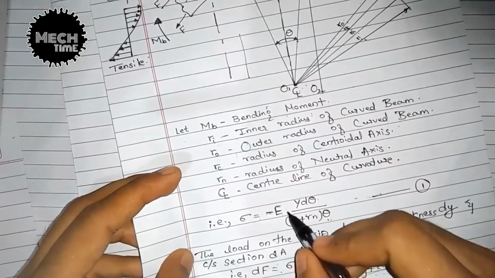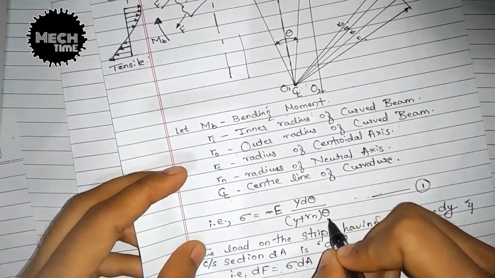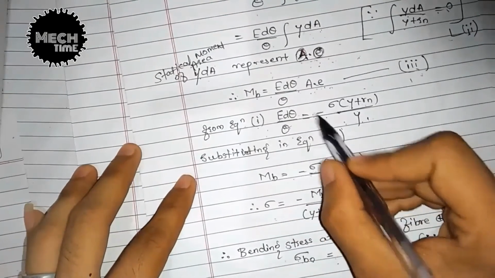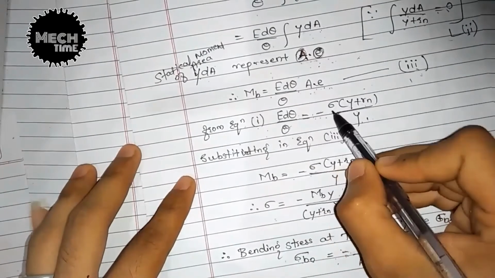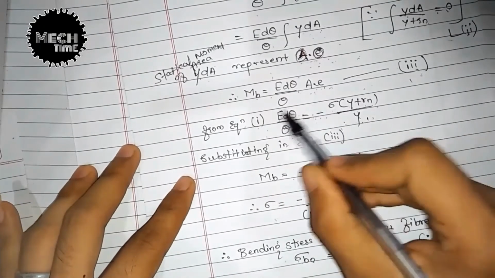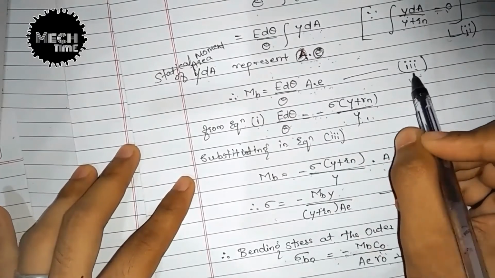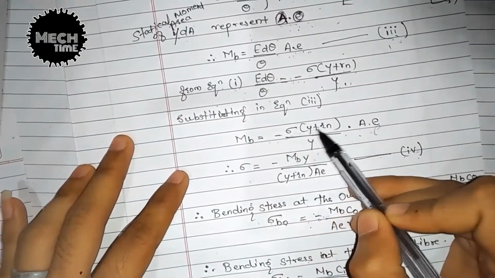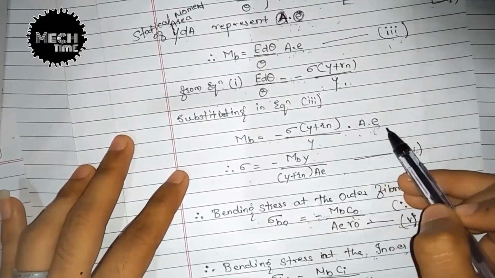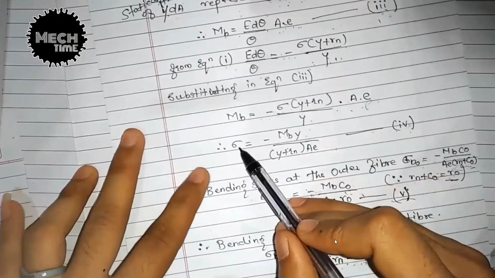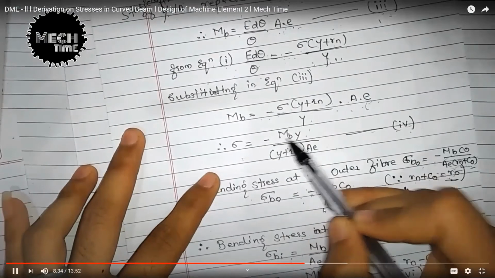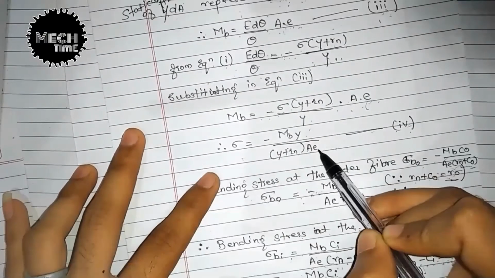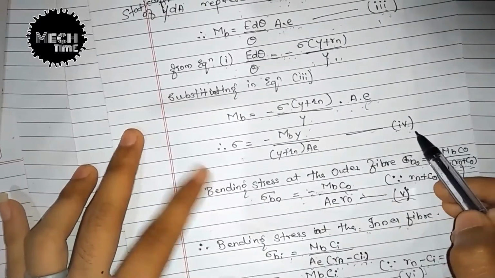You have to take E dθ by θ. So by rearranging, you'll get that is minus σ by y plus Rn. Now substitute this term in equation number 3. If you substitute, you'll get MB is equal to minus σ by y plus Rn into AE. Now what is σ? σ is equal to minus MB y by y plus Rn into AE. This is our equation number 4.